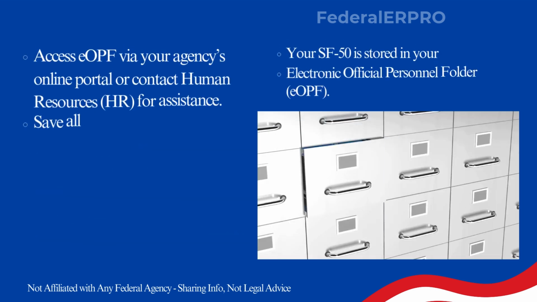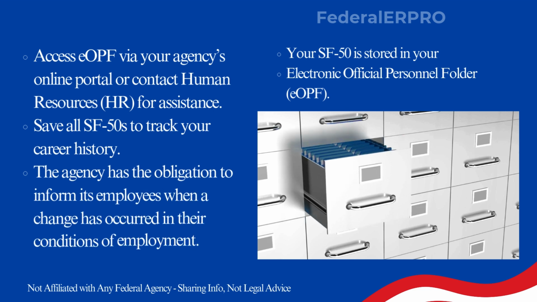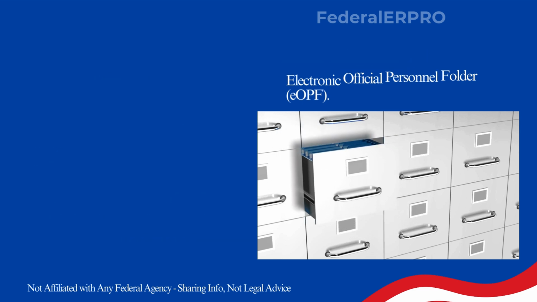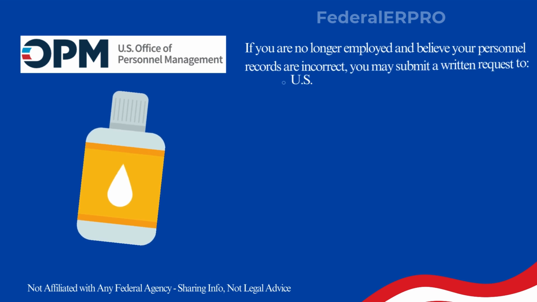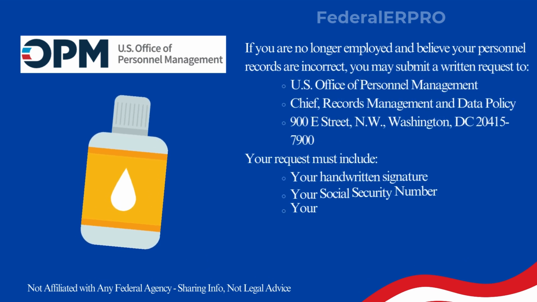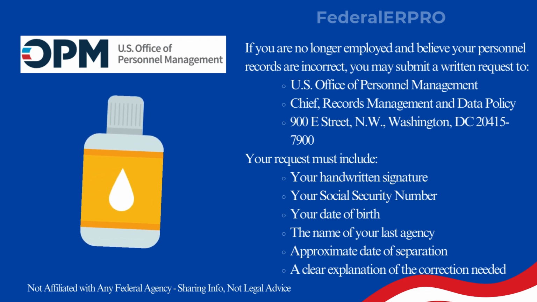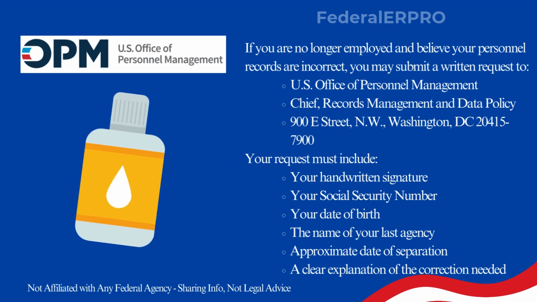Current federal employees can access their SF-50s through the Electronic Official Personnel Folder System, also known as EOPF. You can log in through your agency's HR portal. If you have questions, corrections, or need help retrieving a copy, contact your Human Resources Office. If you are no longer a federal employee and you believe your SF-50 or personnel file contains errors, you may submit a written correction request to the Office of Personnel Management.